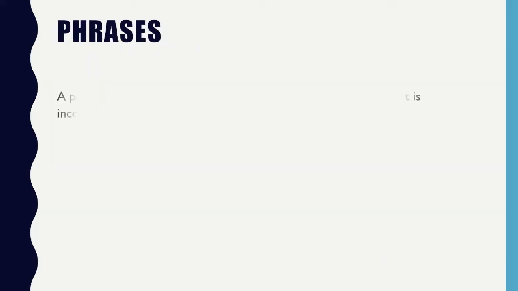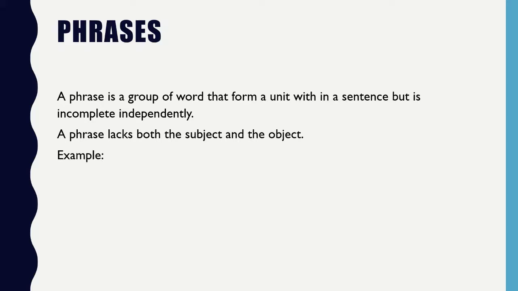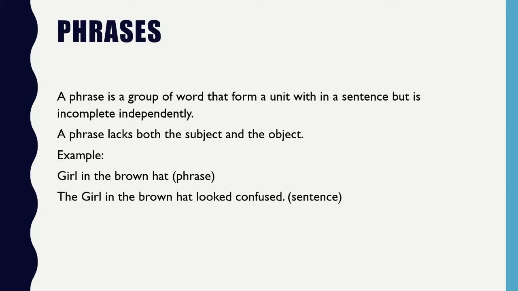First one is a phrase. A phrase is a group of words that form a unit within a sentence, but it is incomplete independently. A phrase lacks both the subject and the object. For example, a girl in the brown hat. It's a phrase. The girl in the brown hat looked confused. This is a complete sentence.